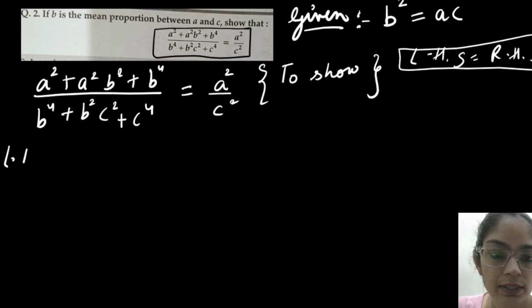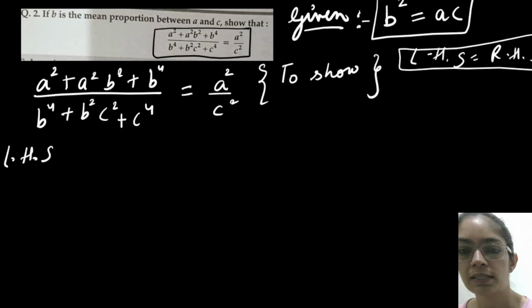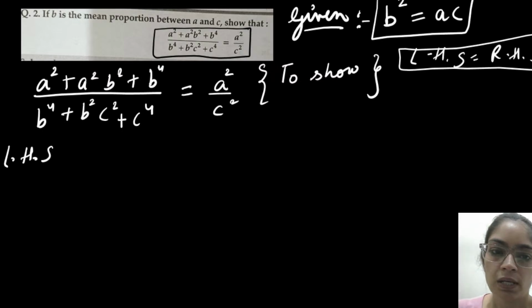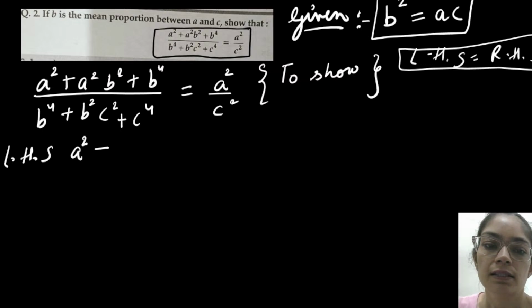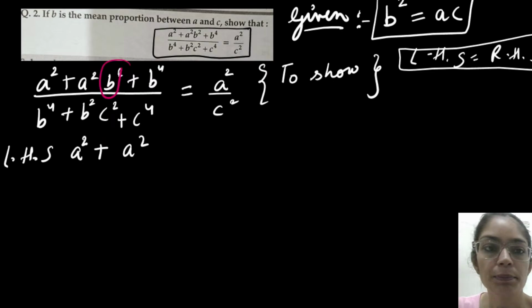So on the left hand side I am going to start with a square. So this thing we have to use: b square is equal to AC. We have to make use of this. Wherever you find b square or wherever b is there, just substitute its value. So a square I am writing as it is. Then I have again a square b square. See here you can see b square is there. Here b square is there. So in place of this b square, what can we do? We can just substitute this.